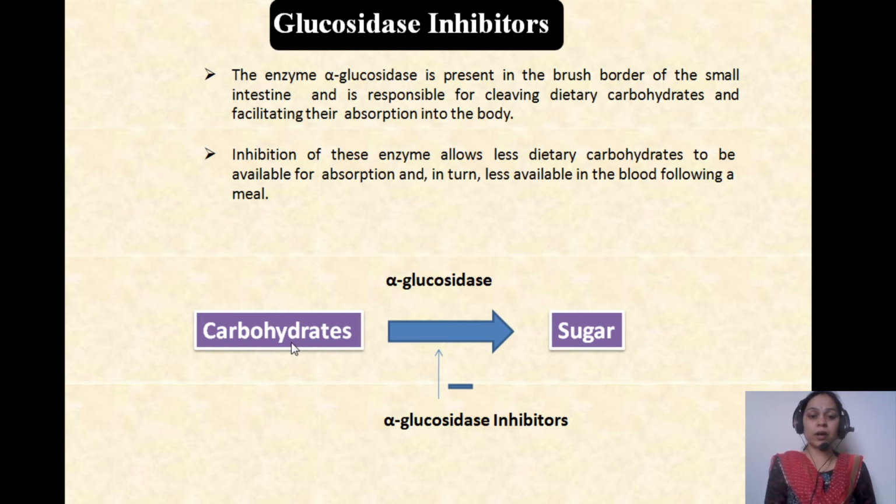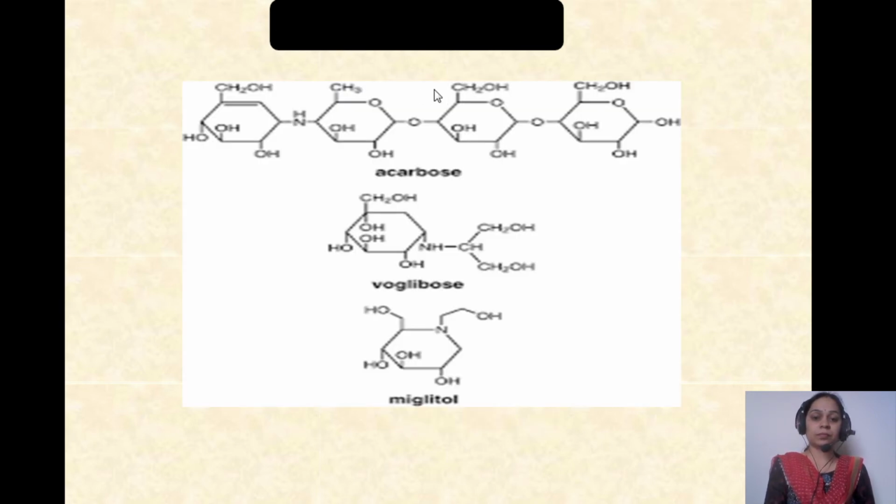Here carbohydrate in the presence of alpha glucosidase is converted into sugar. So alpha glucosidase inhibitors inhibit the alpha glucosidase enzyme, so there is inhibition of production of sugar. These are the structures of alpha glucosidase inhibitor drugs.